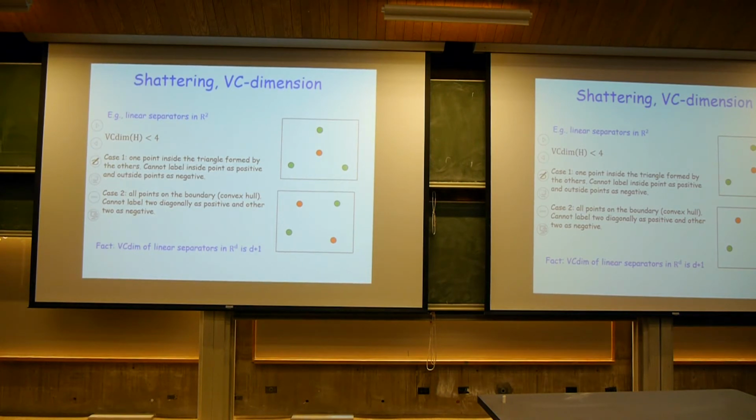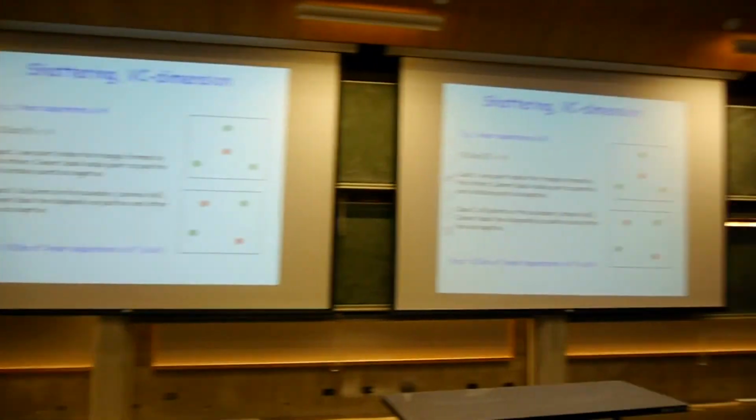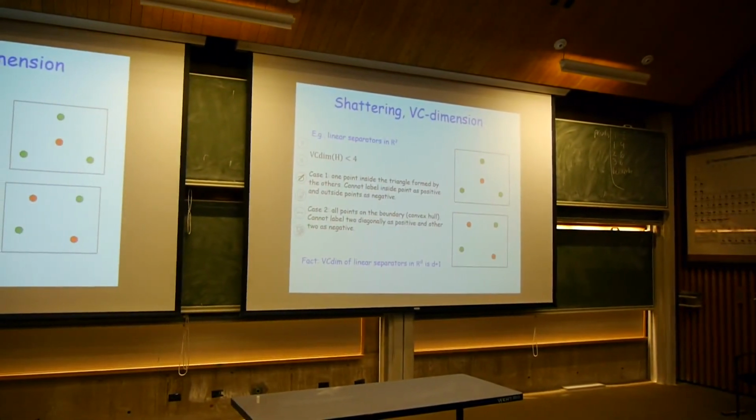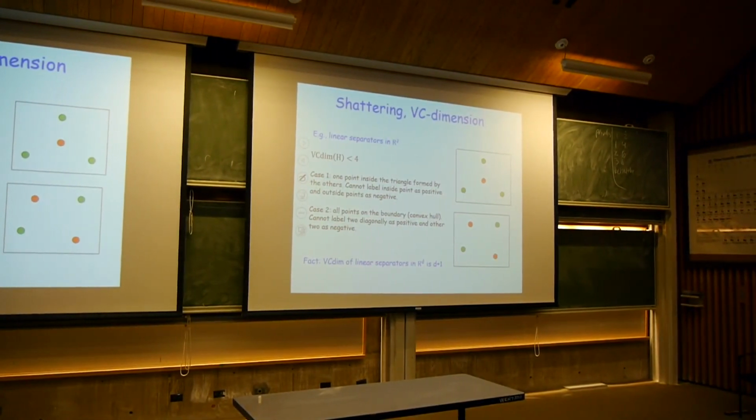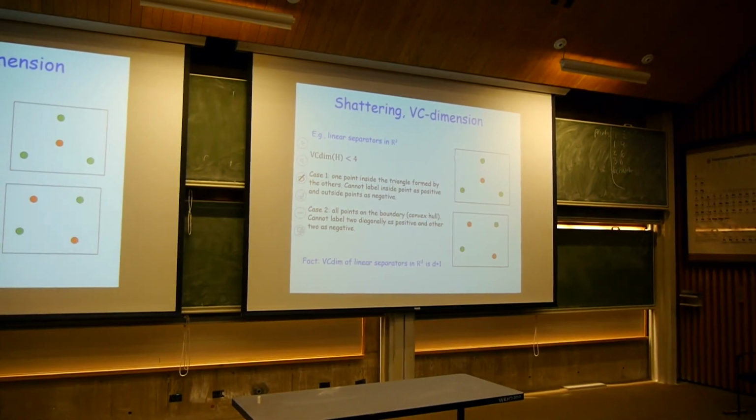There is another case to think about, which is what if there is a point in the convex hull of the others? Because I need to rule out any possible set of 4 points. But that case is even easier.